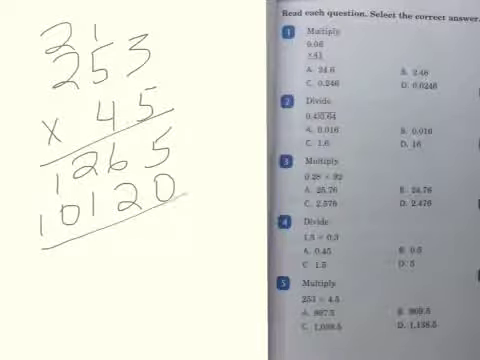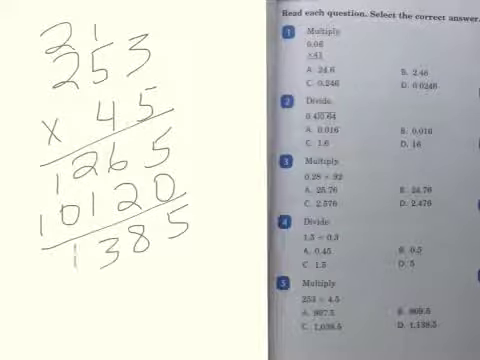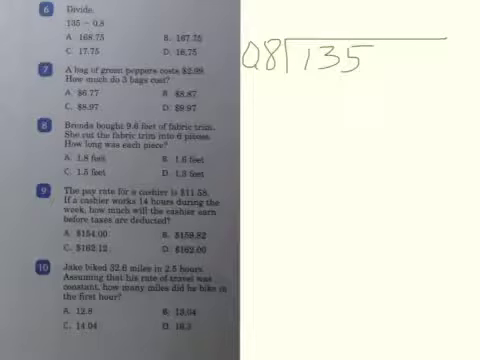So we're going to add 8, 3, 1. So we're going to move over our decimal place, and so there we go. And so that is going to be D. Let's go ahead to number 6.